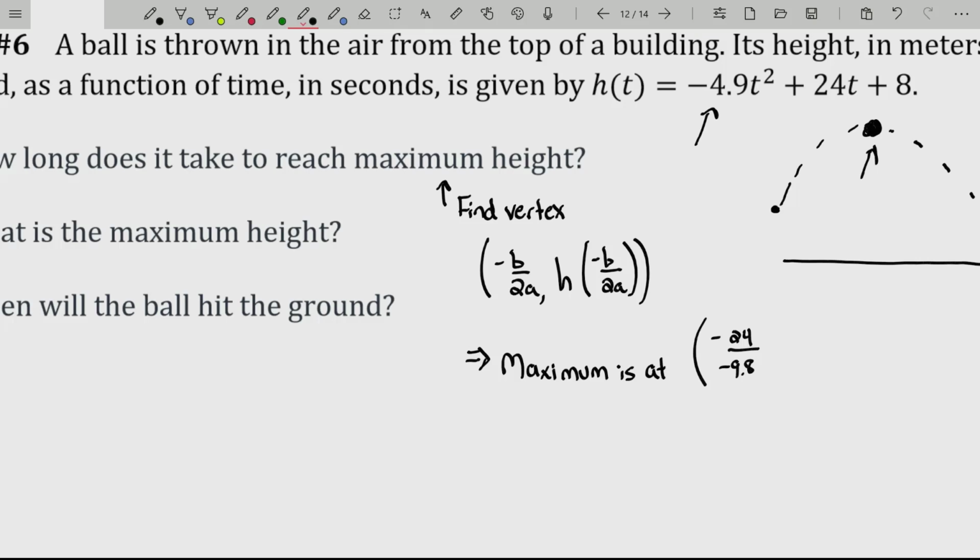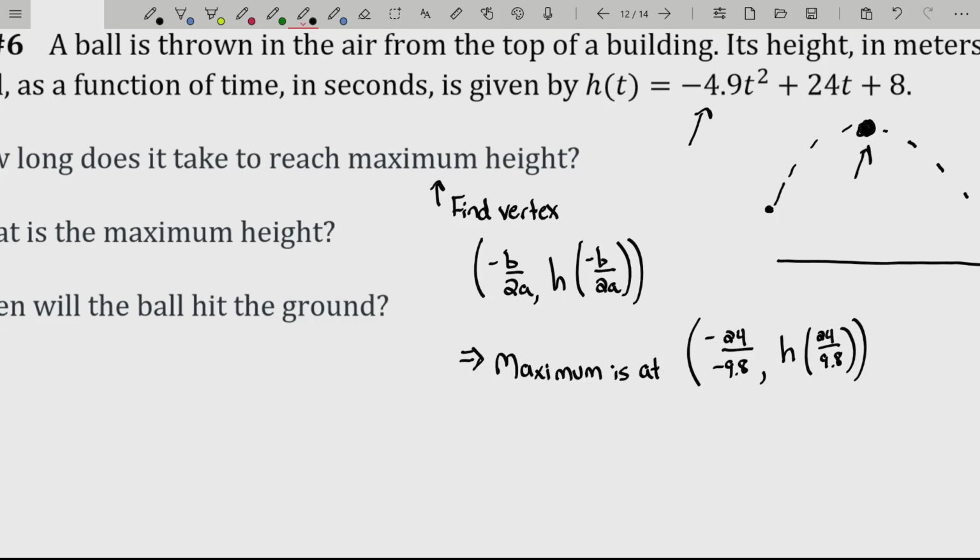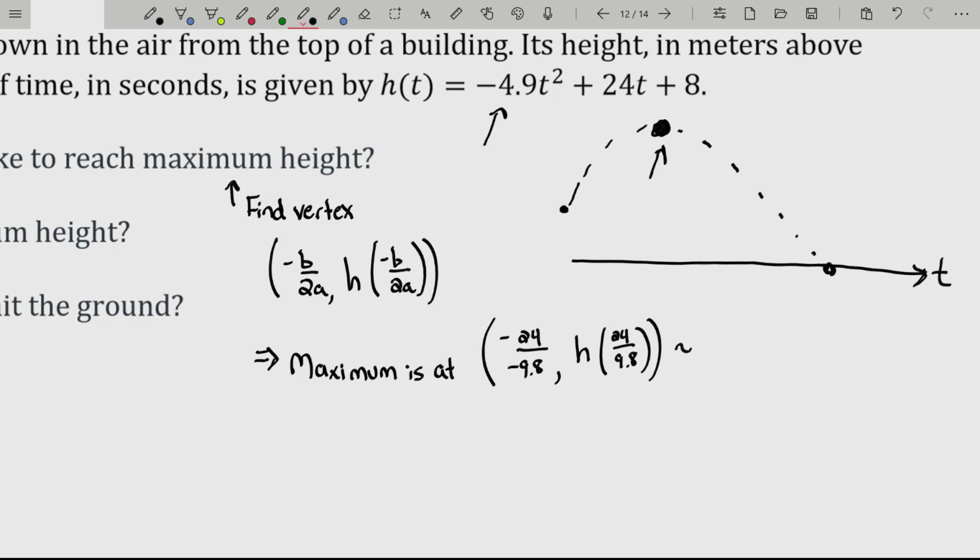9.8. So obviously, when you have decimals within fractions, that means you're going to need to grab a calculator because you don't want to have decimals within fractions. And the y value is just the height at that 24 over 9.8. I didn't bother writing the negatives because they cancel. So let's go ahead and figure out what that is. I just grabbed a calculator right next to me, and it is going to be a decimal approximation. I'm going to round to 3 decimal places.